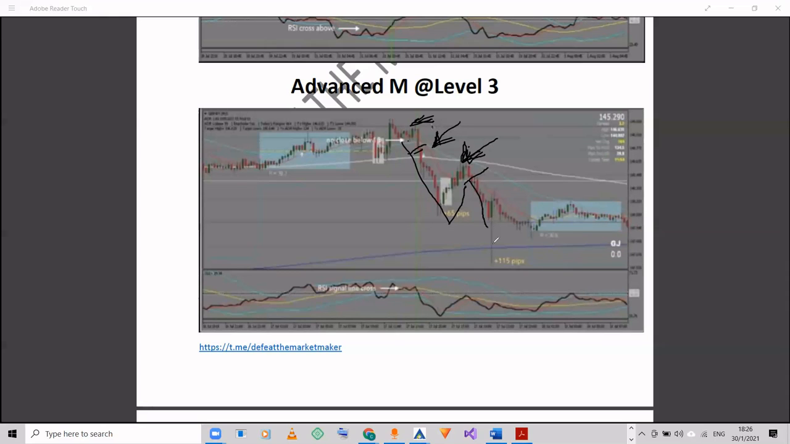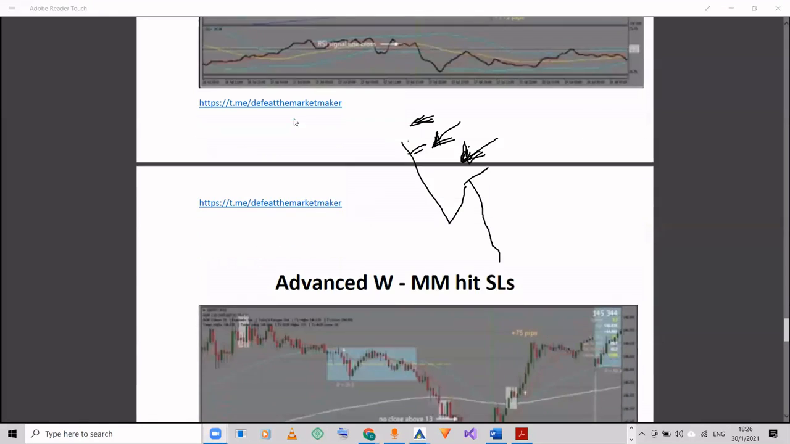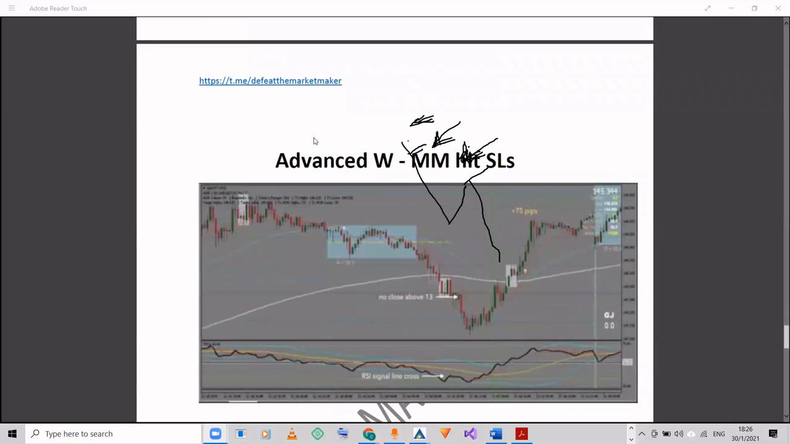Then one could have gotten out with a total of 150 pips, 115 pips. Isn't that beautiful, guys? Tell me about it. So apparently, this is an advanced W where the market makers hit a stop loss.